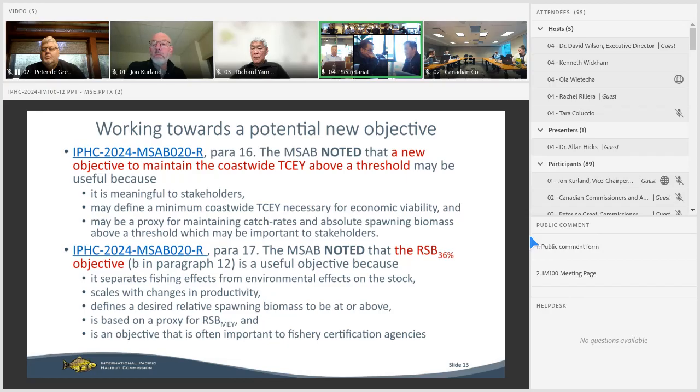So, in other words, to summarize, there's a lot of reasons that both of these types of objectives are useful. And the MSAB didn't come up with a clear conclusion on this, other than I think a good conclusion out of this is that the MSAB did feel that the current objective could be a useful objective for the commission to maintain.